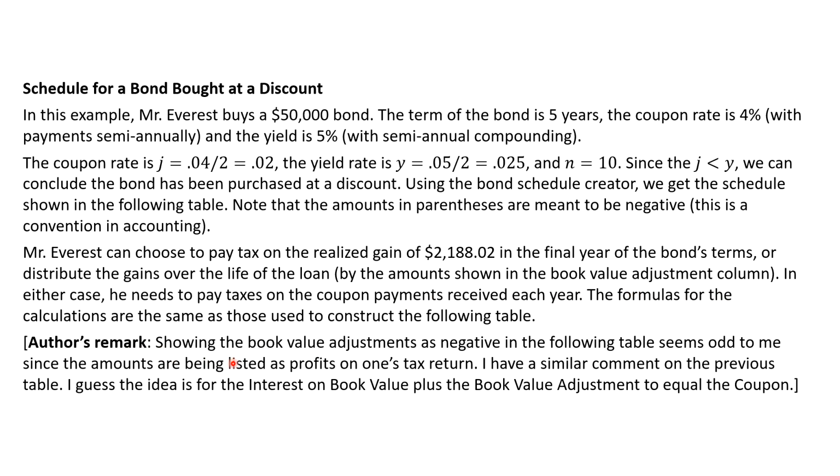And I just mentioned here that showing the book value adjustments as negative in the following table seems odd to me, since the amounts are being listed as profits on one's tax return. I have a similar comment on the previous table. I guess the idea is for interest on book value plus the book value adjustment to equal the coupon. So I guess it's just the way things are in terms of accounting. It seems odd to me, and may to you also, but I'm just following what's typical. All right, so let's look at the table on the next slide.